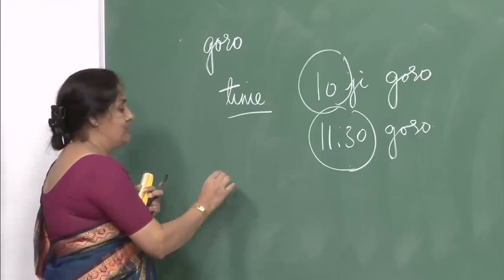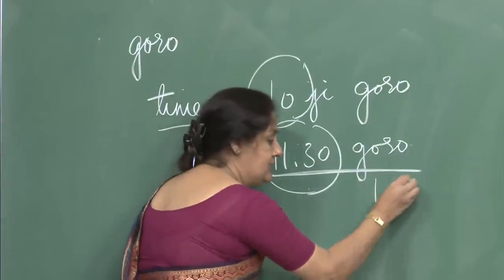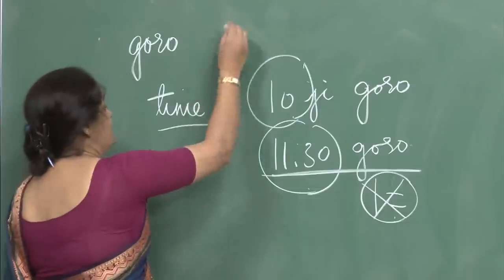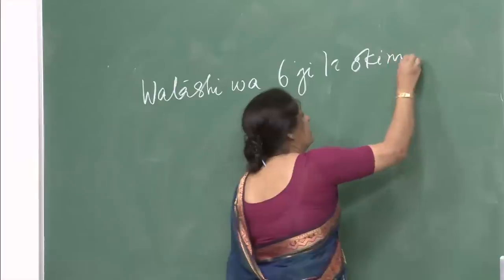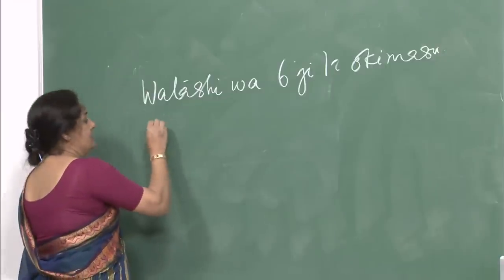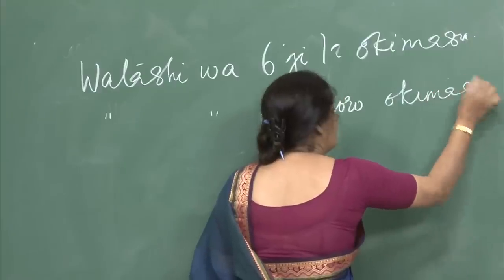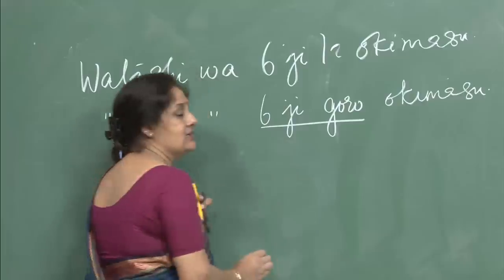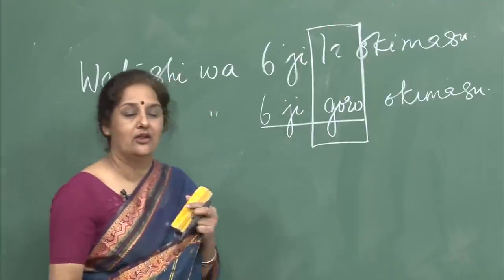Now, one important thing you have to remember with goro is if goro is to be used with time like this, for example, juichijihan goro, then particle ni, which generally follows time, will not be used. For example, watashi wa rokuji ni okimasu. Watashi wa rokuji goro okimasu. So, please, when you say rokuji ni okimasu, it is exactly at 6 o'clock. When you say rokuji goro okimasu, then it is around 6 o'clock. And you will notice that it is either ni or goro and not both together.